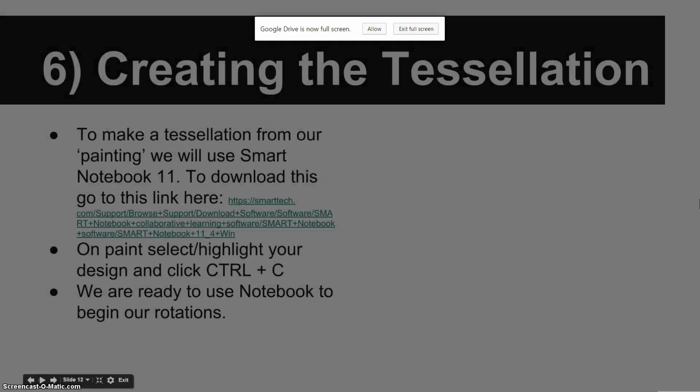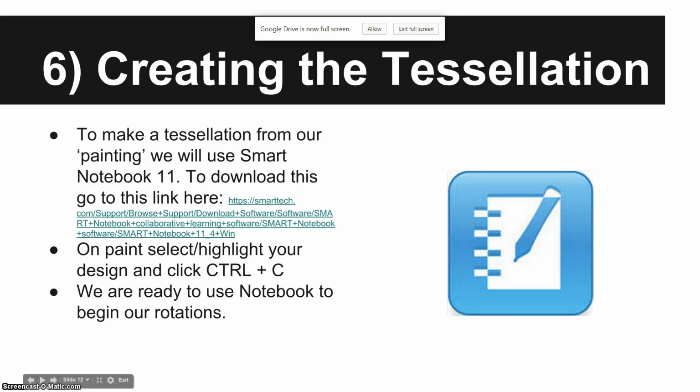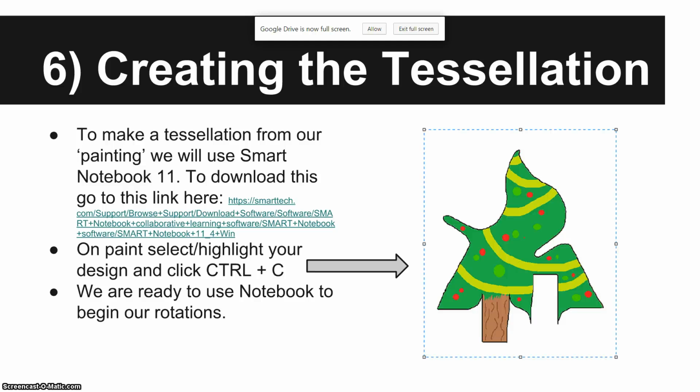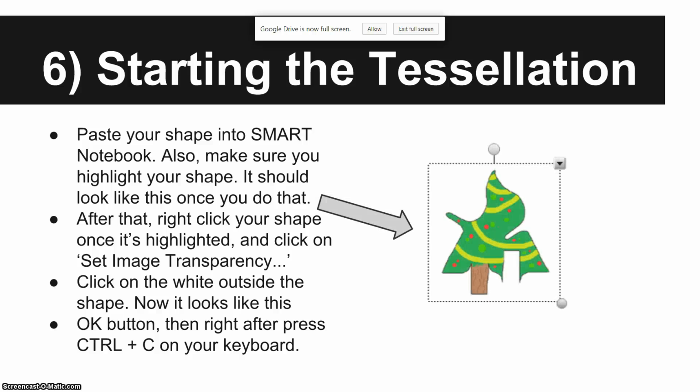To create our tessellation, we will be using the program Smart Notebook 11. You will need to download this, most likely, so I left the website URL right there. Once you download it, you are ready to rotate, therefore make the tessellation. Before you go into Smart Notebook, make sure you copy your shape with Ctrl-C. What you're going to want to do is copy and paste your shape a lot. To do that, highlight your shape in Smart Notebook like this.